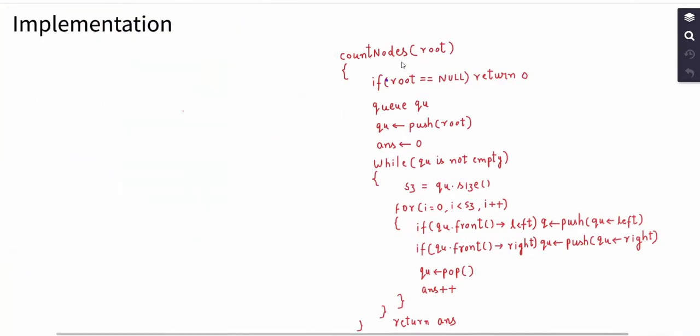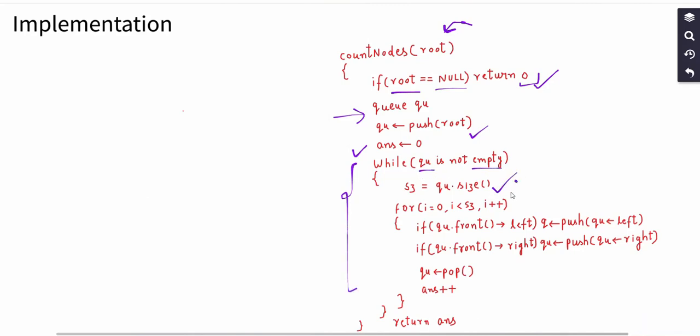For this approach, the countNodes function takes in the root of the given binary tree. This is the base condition where we are checking if the root is null. That means we have an empty tree. In that case, the number of nodes will be 0. Then we declare a queue and initialize the queue with the root node and initialize answer with 0. Then we run our BFS, and we run till the queue is not empty.